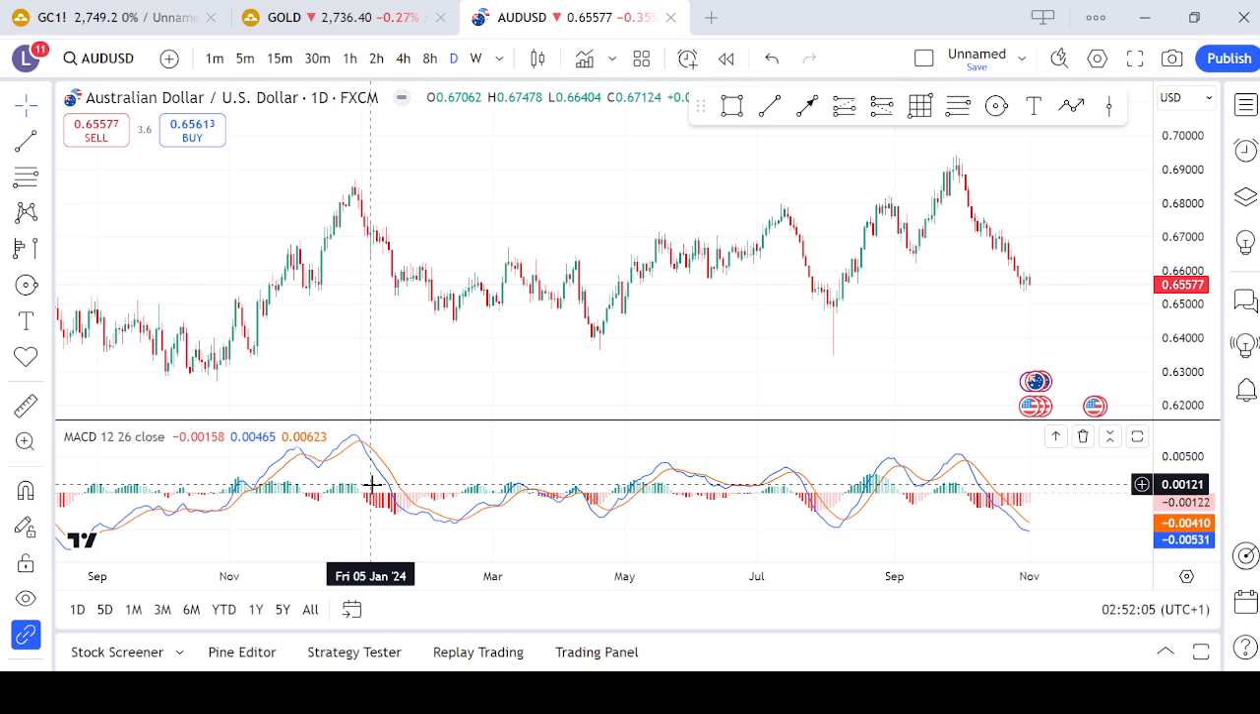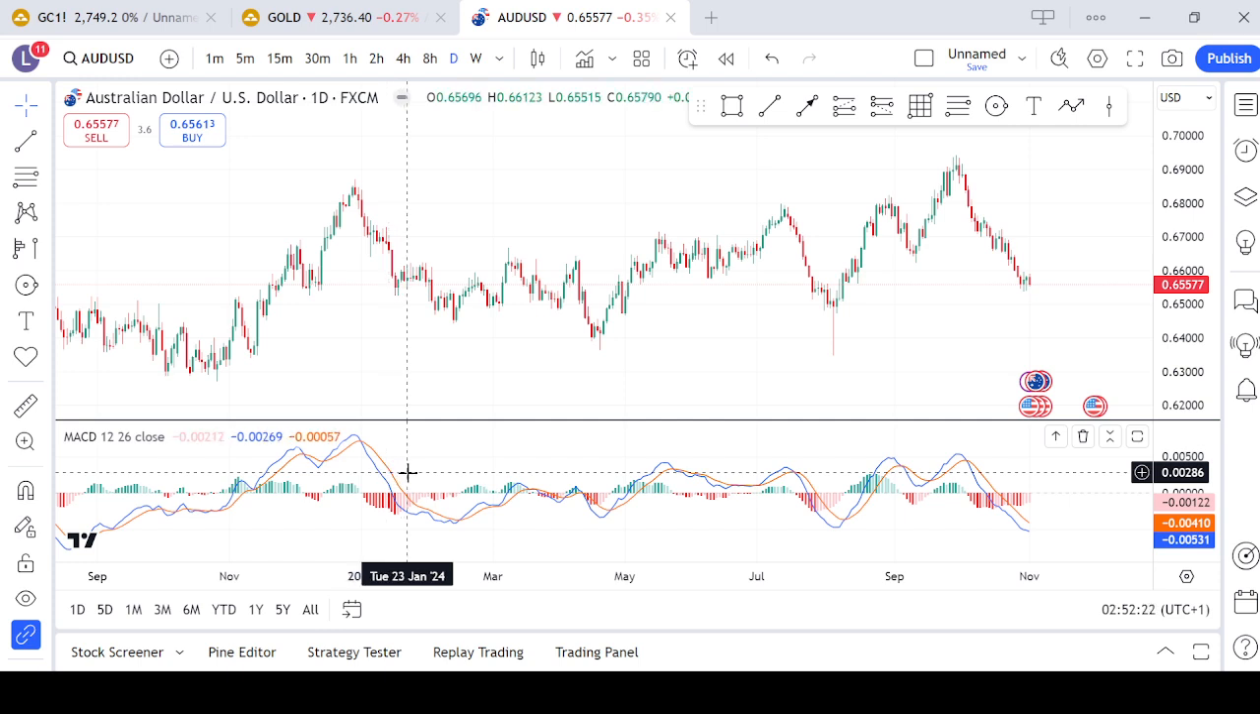the MACD line and the signal line, as well as a histogram that represents the difference between these two lines. The MACD line is calculated by subtracting the 26-period exponential moving average (EMA) from the 12-period EMA, and the signal line is a 9-period EMA of the MACD line. When the MACD line crosses above the signal line, it generates a bullish signal, and when it crosses below the signal line, it produces a bearish signal.